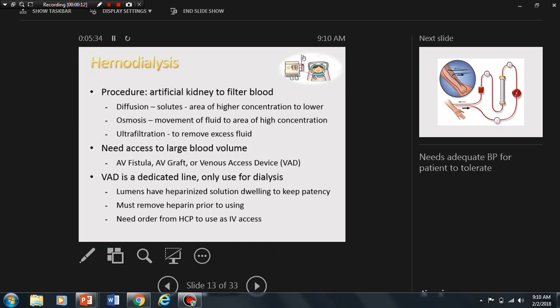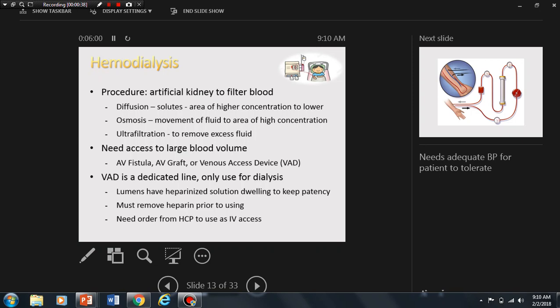So hemodialysis. Very similar to peritoneal, except these patients are going to have an artificial kidney to filter their blood through an extracorporeal machine. They're not going to be using their peritoneal cavity. But the process of solute and solution movements are going to be very similar. So we're going to be using diffusion, osmosis, and ultrafiltration.